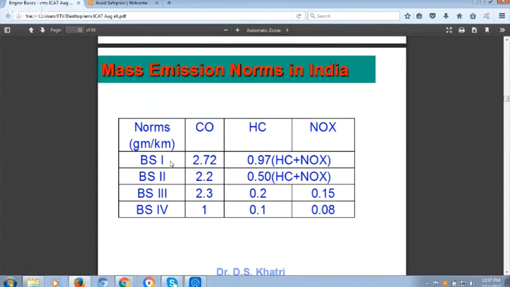BS1 is Bharat Stage 1 emission norms. We can call it Euro 1 also. And these norms I am just giving you for the cars, because for other vehicles there are slightly different norms, but you have to understand the philosophy of the emission norms. So we have the BS1. It was introduced in around 98.